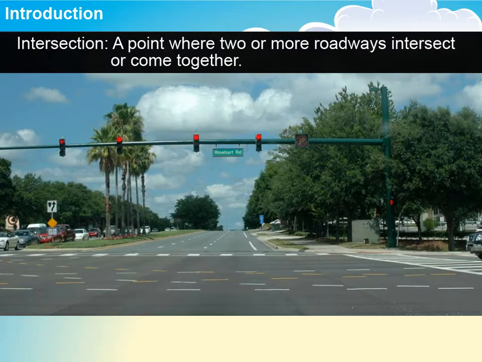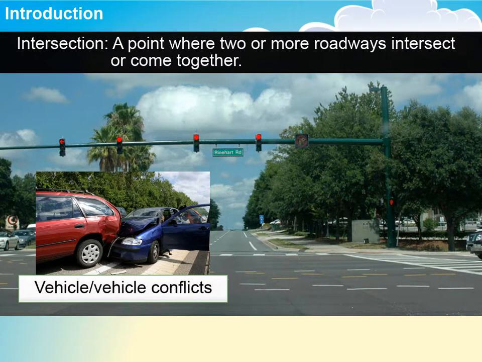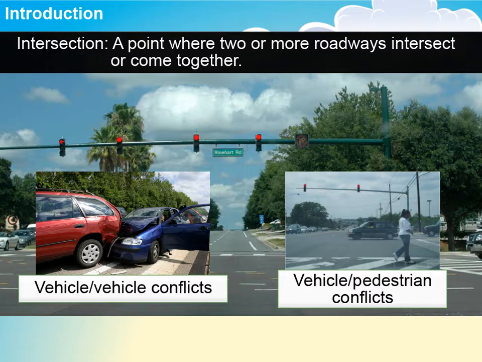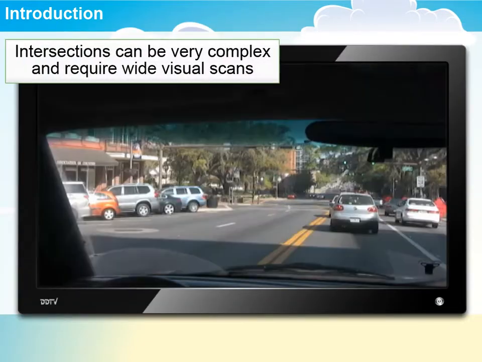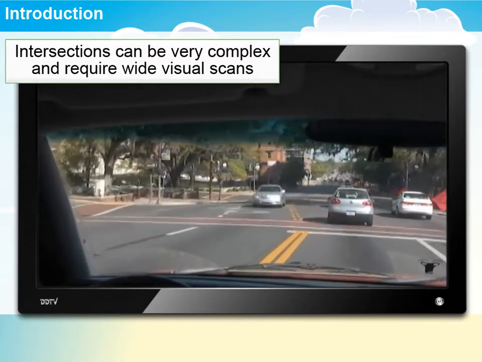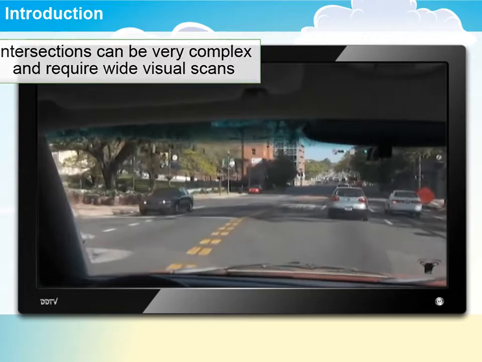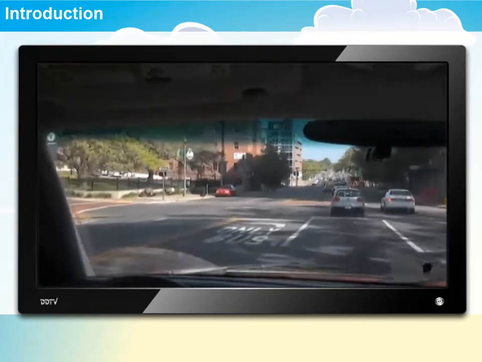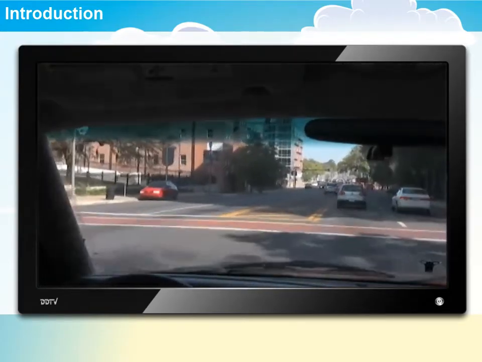An intersection is a point where any two or more roadways intersect or come together. Statistically, intersections are a frequent site of vehicle and vehicle conflicts, as well as vehicle and pedestrian conflicts. Intersections can be very complex and require wide visual scans of rapidly changing situations. As you approach any intersection, you are faced with many decisions.